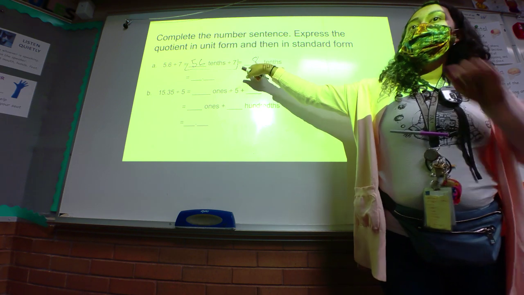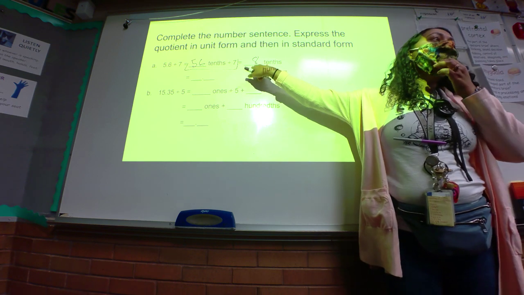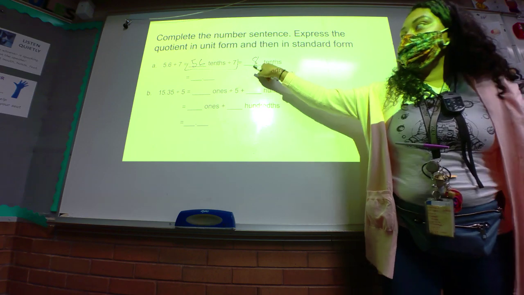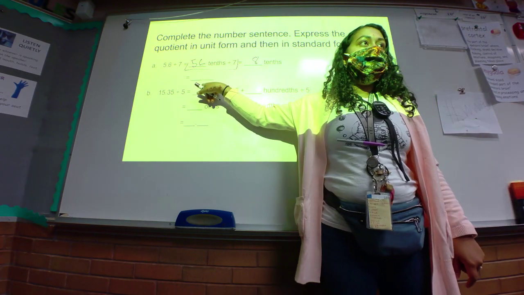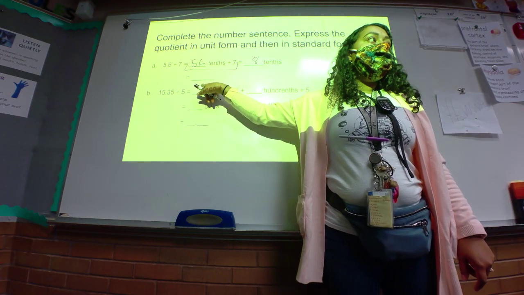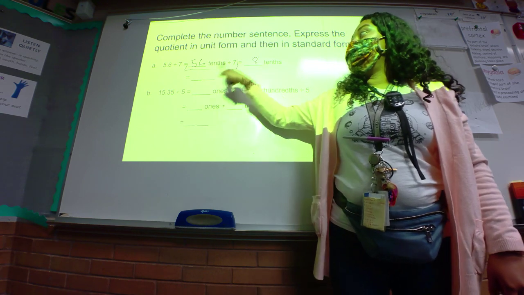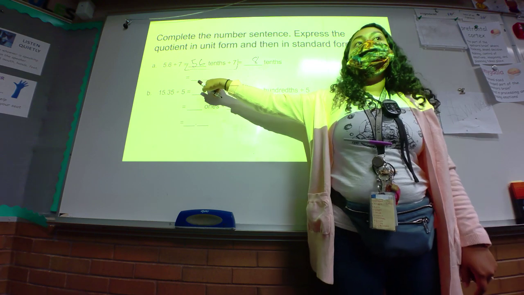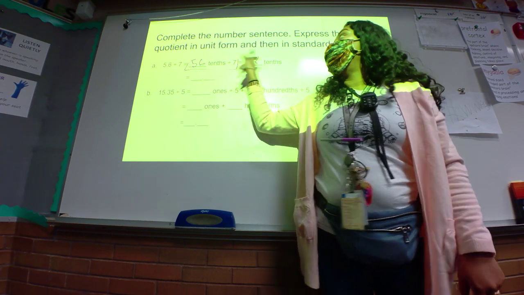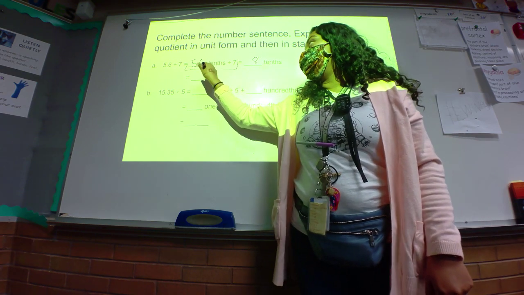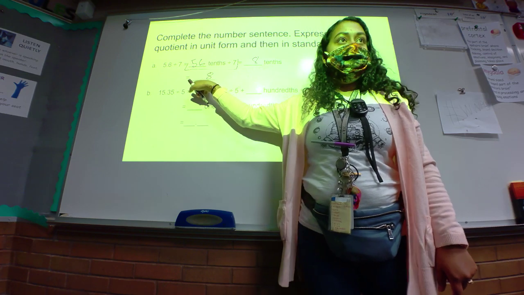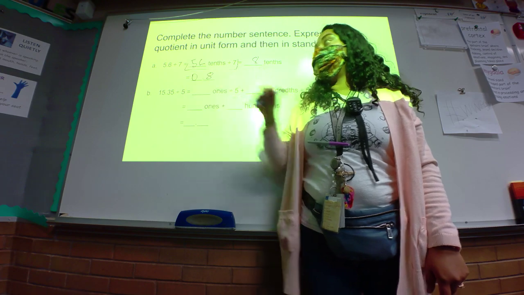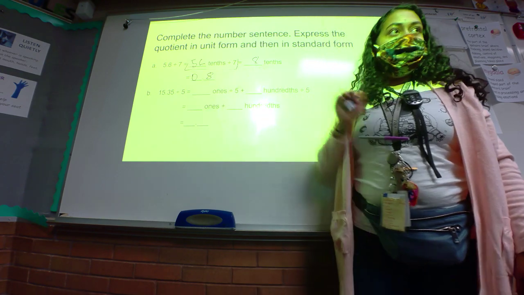Okay, so we have 8/10 our quotient in unit form. Now we need to write this in standard form. Does the 8 go here? Does the 8 go there? That's the 10th place, right? The one right after the decimal. So here we put a 0. Beautiful. Okay, A is done.